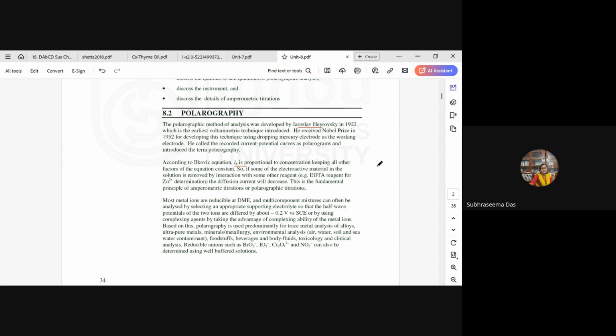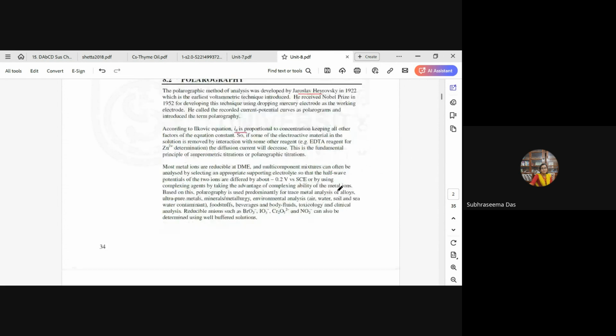So if some of the electroactive material in the solution is removed by interaction with some other reagents, then the diffusion current will decrease. Now this is the fundamental principle of amperometric titrations, or we call them polarographic titrations.